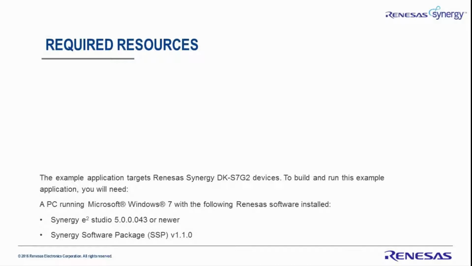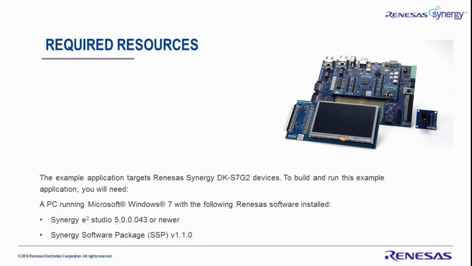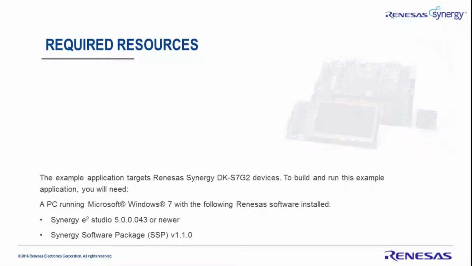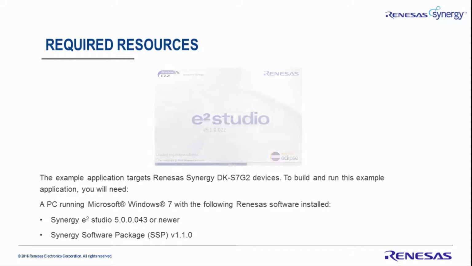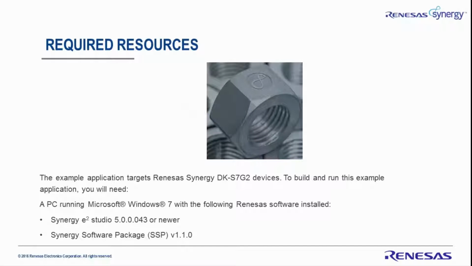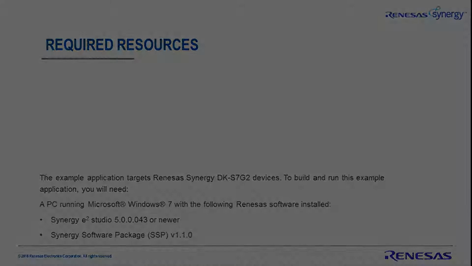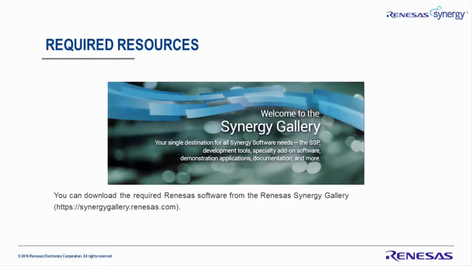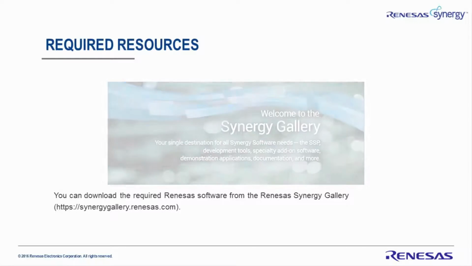Required resources. The example application targets Renesas Synergy DK-S7G2 devices. To build and run the example application, you will need a PC running Microsoft Windows 7 or 10 with the following Renesas software installed. You'll need the Synergy E2 Studio version 5.0 or newer, and the Synergy Software Package version 1.1 or newer. You can download the required Renesas software from the Renesas Synergy Gallery. The link is shown here on the screen.